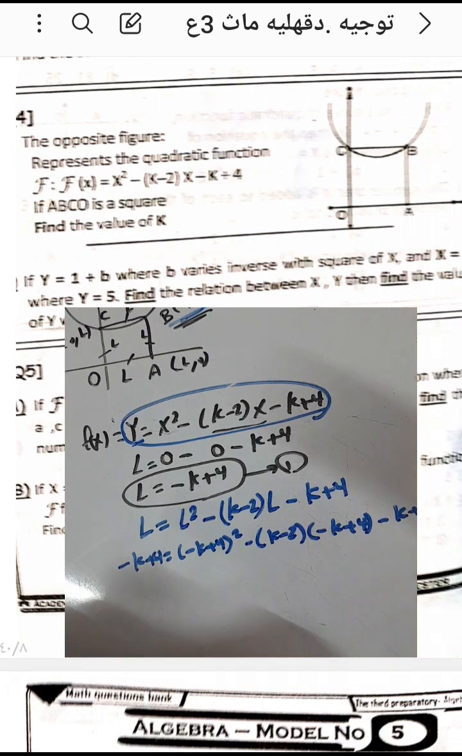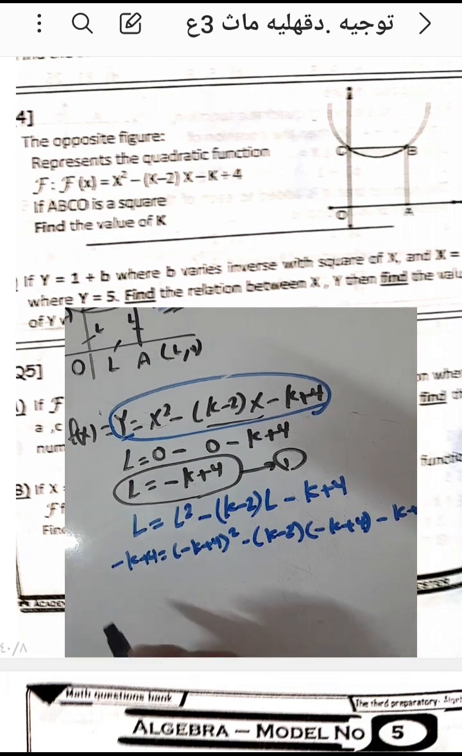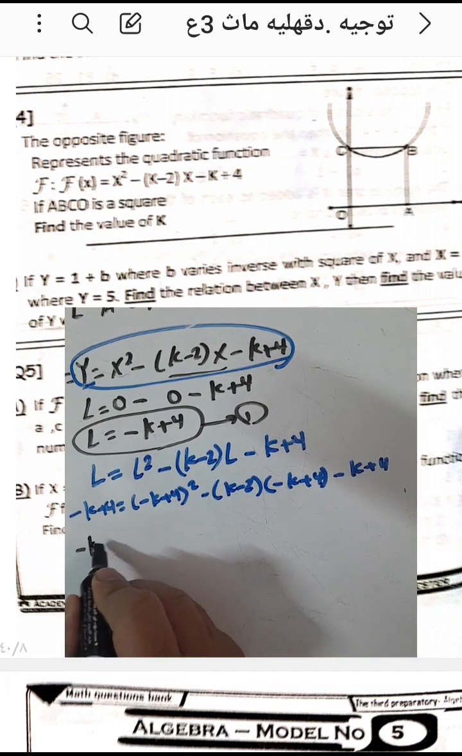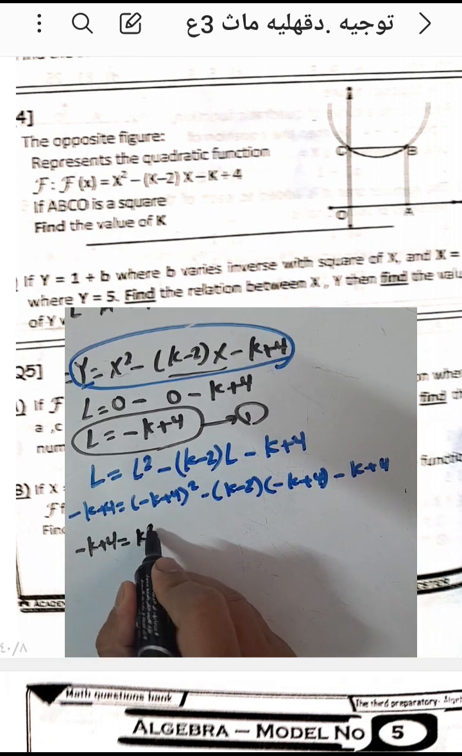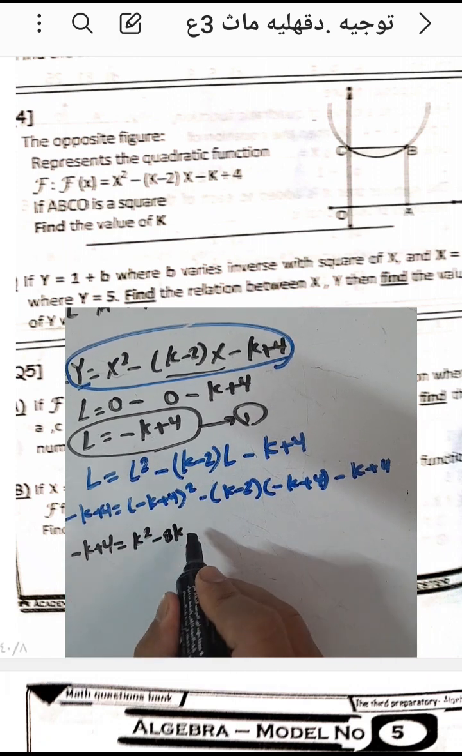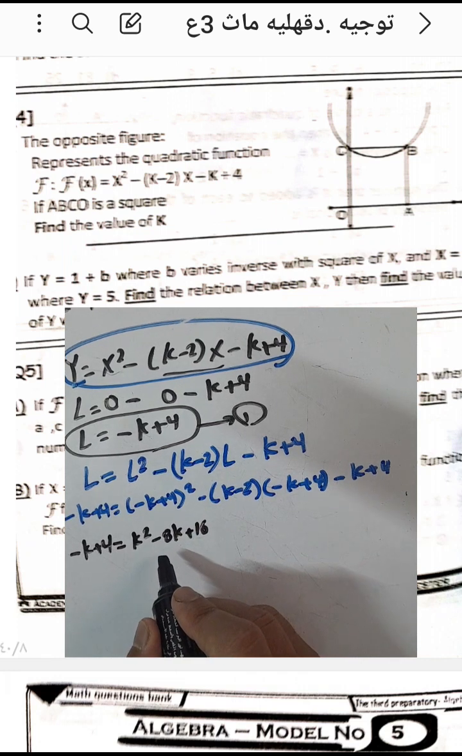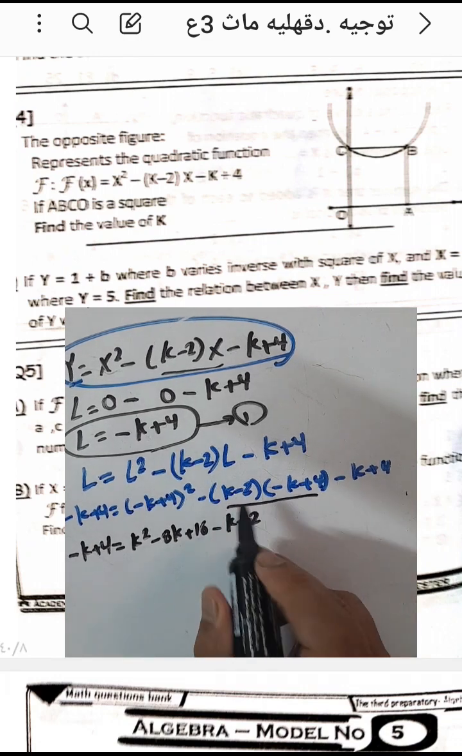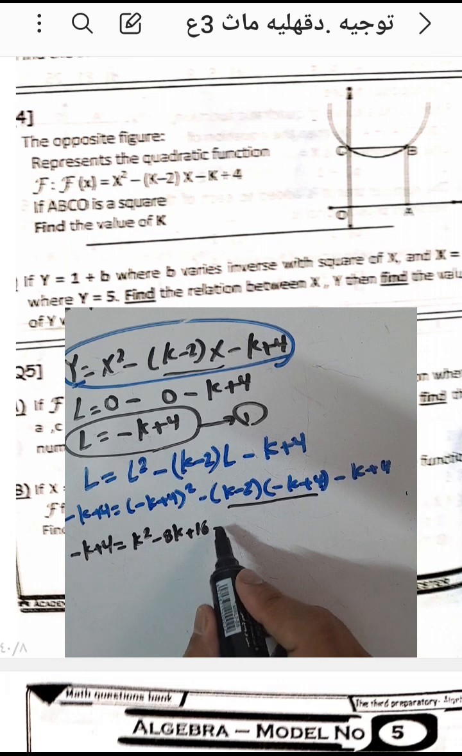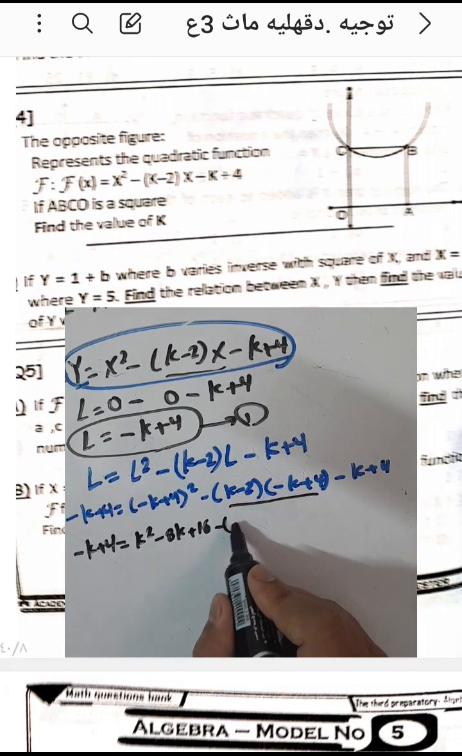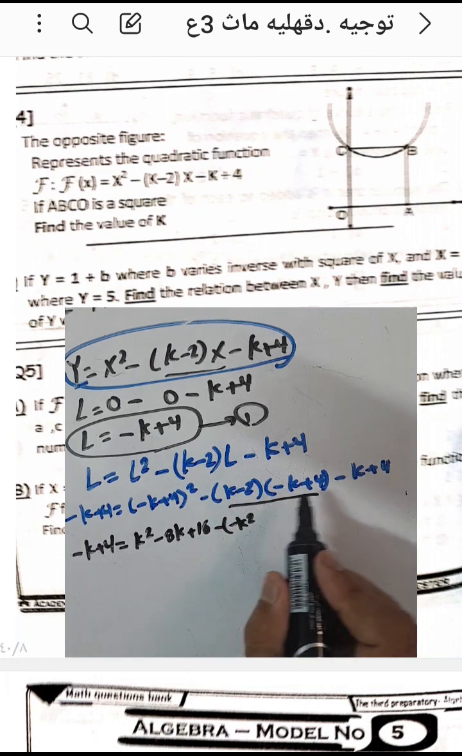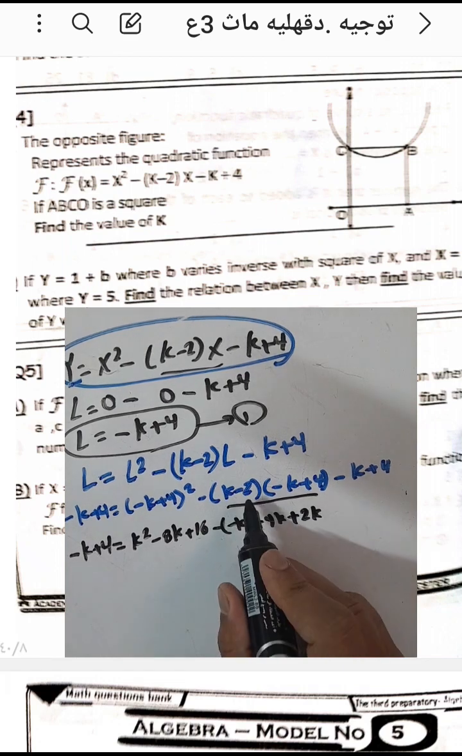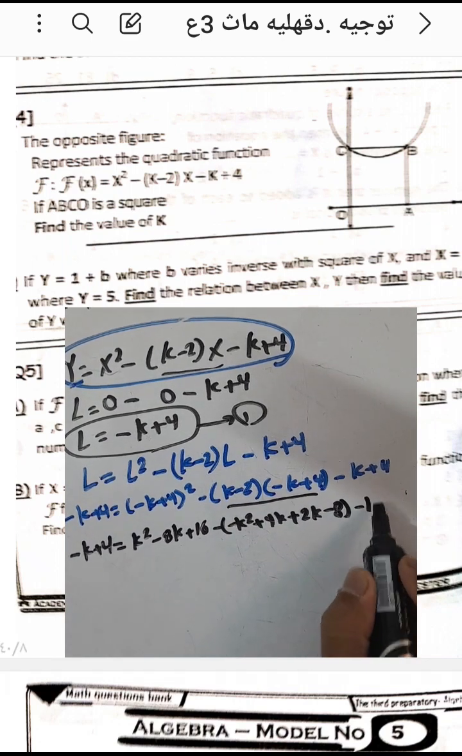And then you can simplify this expression. Write negative k plus 4 equal k power 2, subtract 8k plus 16, subtract (k plus 2) multiplied by the function. Using distributive properties here: k times negative k power 2, k times 4k, negative 2 times negative k positive 2k, negative 2 times 4 it will be negative 8, subtract k plus 4.